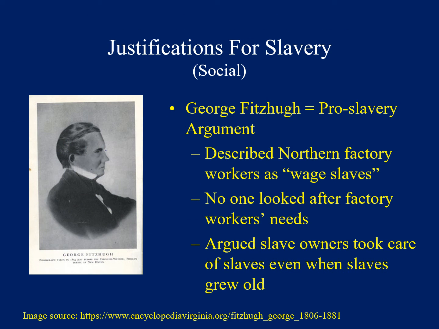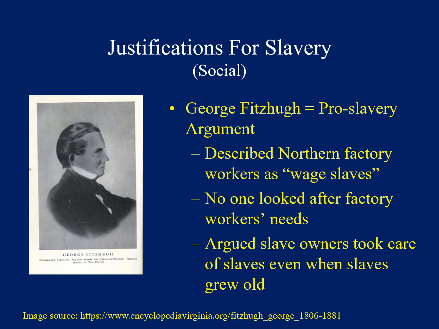A specific justification for slavery was advocated by the man shown here. His name was George Fitzhugh. He not only justified slavery, he said that slavery was a positive system because he compared and contrasted conditions for slaves to people who worked in northern factories. And he described northern factory workers as wage slaves.